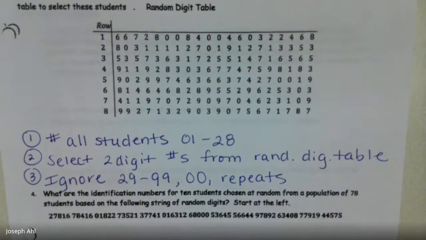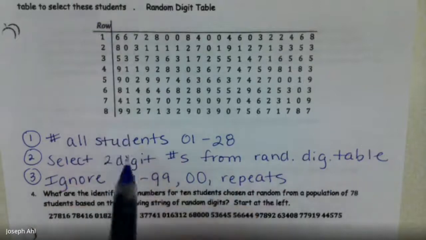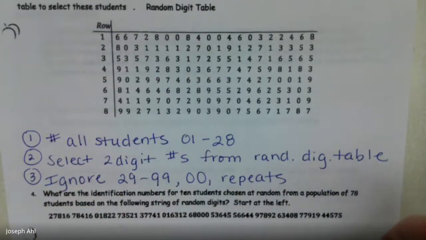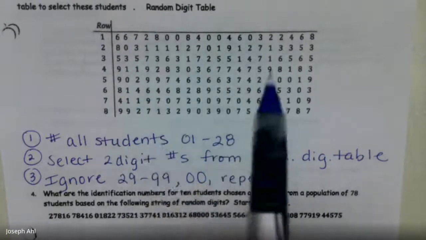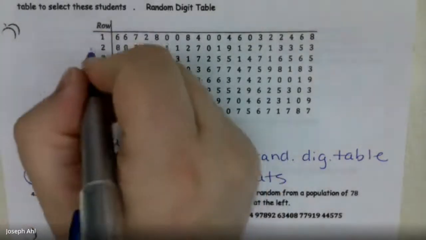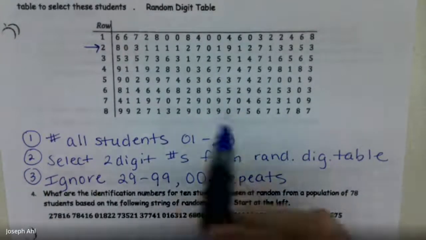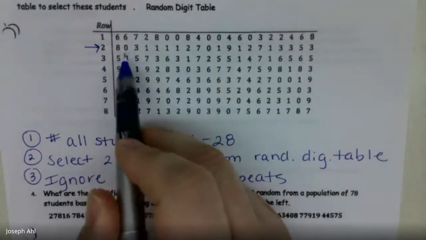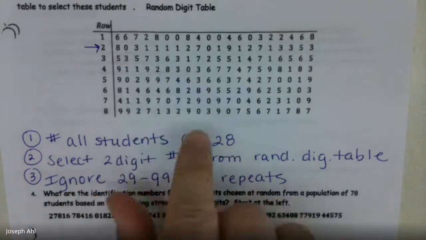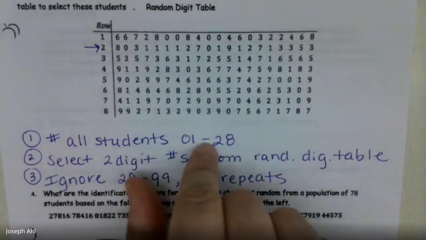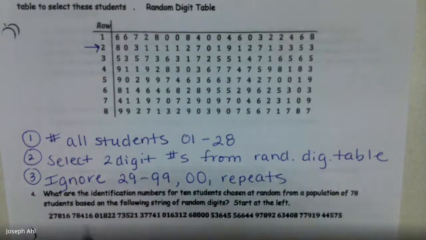Okay. Now, when I say select 2-digit numbers from that random digit table, again, you could choose any row that you want to start in. So we might all wind up getting different answers in the end if we're using this random digit table. So for example, if I start with, let's just say, picking row 2, because I like the number 2, if I look at the first 2 digits, I would have student 80 to look at. But 80 is definitely not in our range of students. It's from 29 to 99, so I don't want student 80.